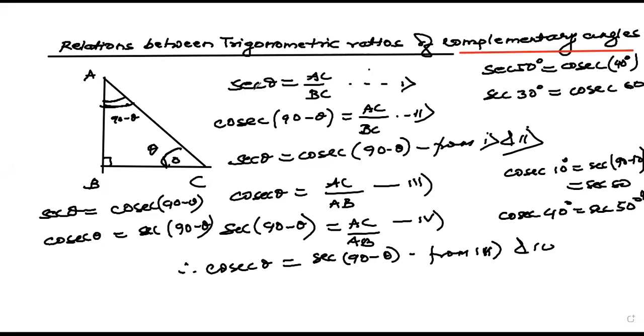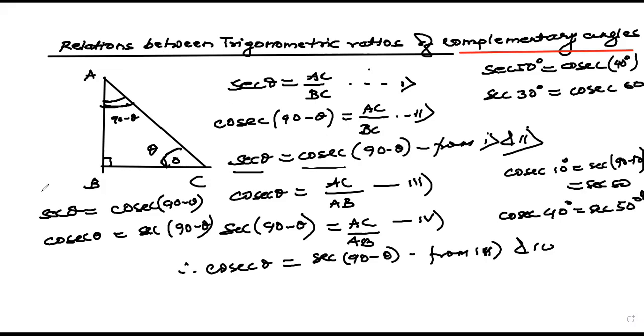Second relation, what I'm going to talk about is sec theta. What is sec theta equal? Sec theta is hypotenuse upon adjacent side. So AC is the hypotenuse and BC is the adjacent side, AC upon BC. Now cosec of 90 minus theta should be opposite upon hypotenuse, which is hypotenuse AC upon opposite side BC. Right hand side same, so sec theta equals cosec of 90 minus theta.